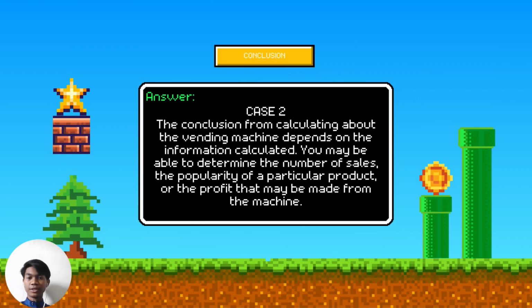As for the conclusion for case 2, calculating the vending machine depends on the information calculated. You may be able to determine the number of sales, the popularity of a particular product, or the profit that may be made from the machine.